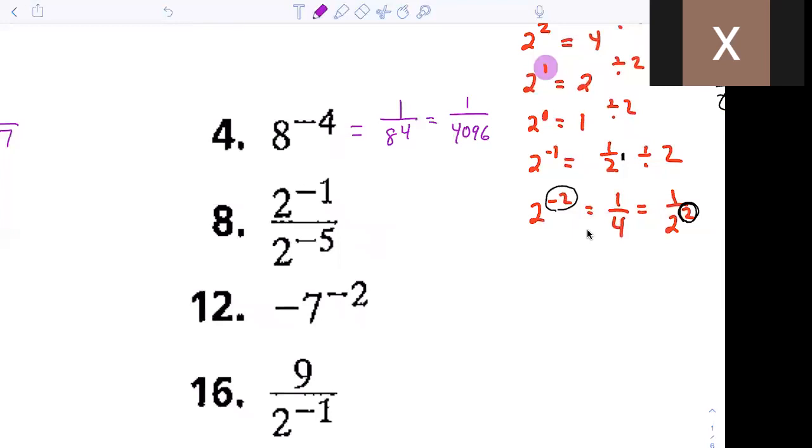Now, do I expect you to know 8 to the 4th power? No, I don't. I don't even care. What's important is that you know it's the same as 1 over 8 to the 4th.